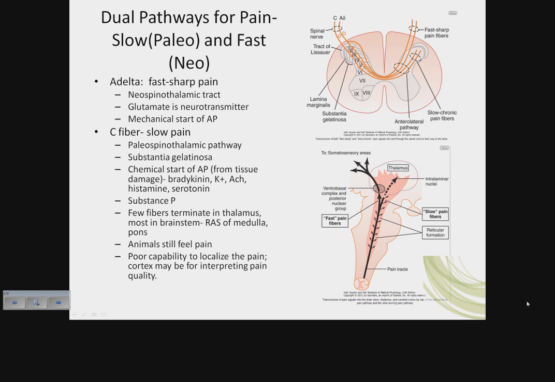Now, bradykinins are really interesting. They've been studied for quite some time. And the reason why they're interesting is because they stimulate the nociceptor. They stimulate the free nerve ending. Bradykinins have been around for a while.